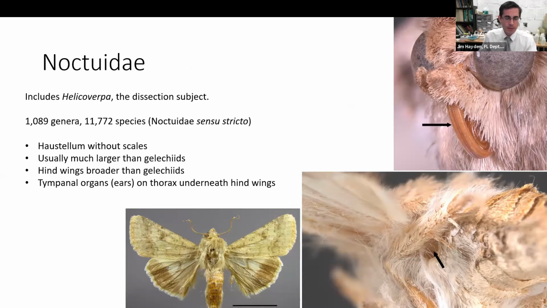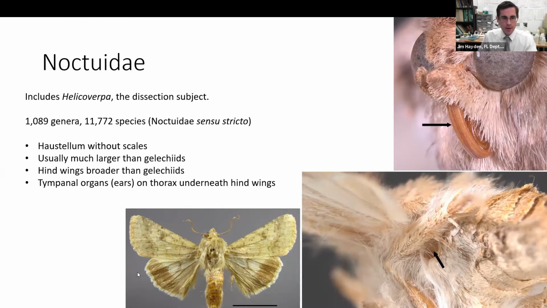Well, it depends on how you carve it up. The haustellum, or tongue, does not have scales on it. They're usually much larger than Gelechiids, and the hind wings are broader. They don't have the apex produced to a point; they have a kind of D-shaped hind wing.